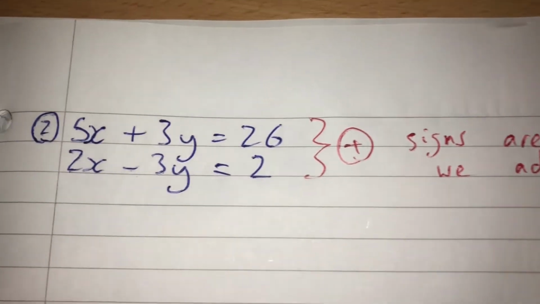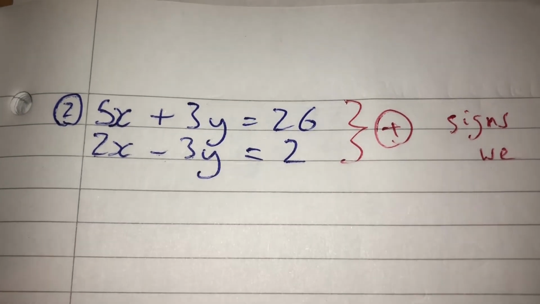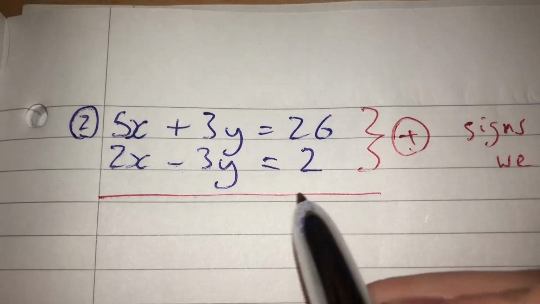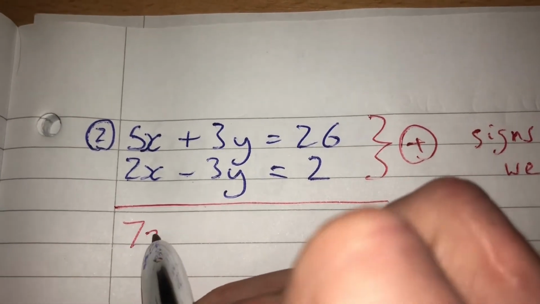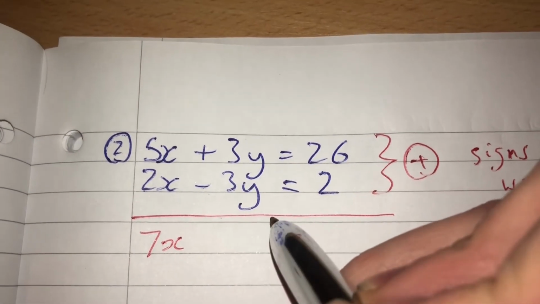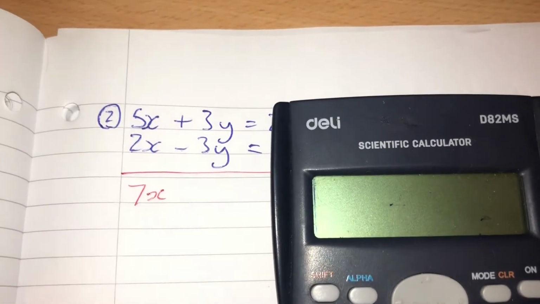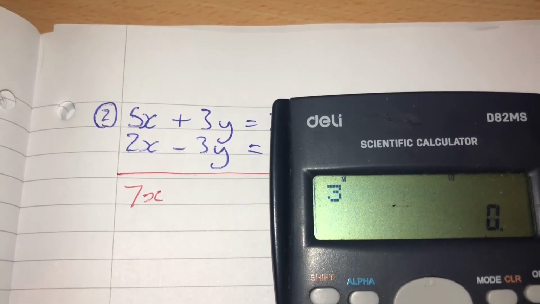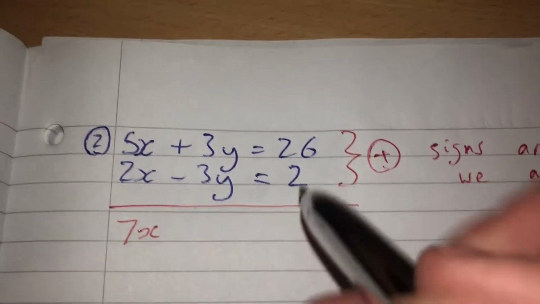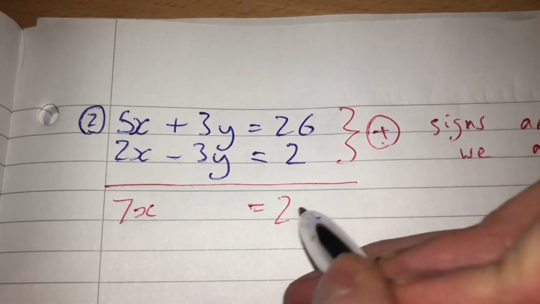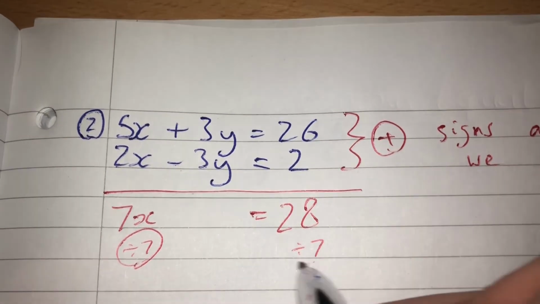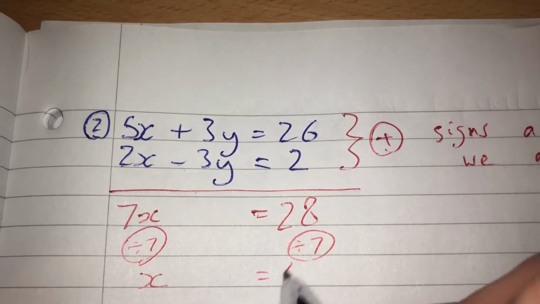That's for the term that you're trying to get rid of. If I was to try to get rid of the x's, they're both positive, so I'd actually end up subtracting. It's the y's we're going to get rid of here. So I'm adding the two equations. So 5x plus 2x is 7x, plus 3y plus minus 3y. And even if you weren't sure about that, you can put that in your calculator. So I have plus 3 plus minus 3 is 0. And again, that just proves to you that they will in fact cancel. Equals 26 plus 2, which is 28. Okay, 7x equals 28. Divide by 7 on both sides. And therefore x equals 4.